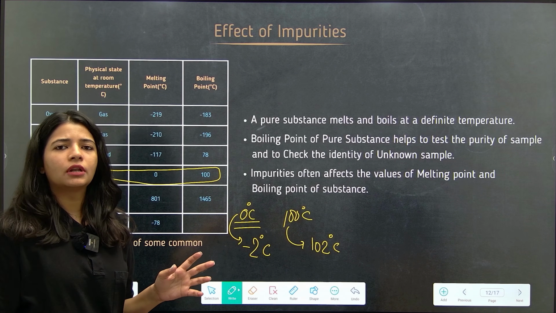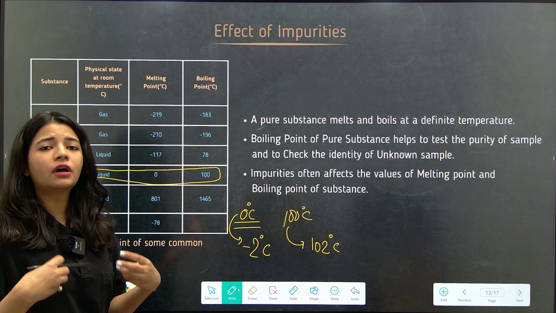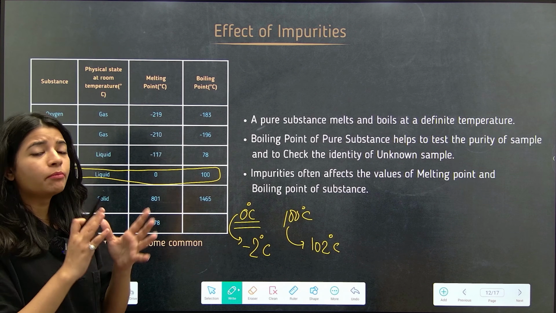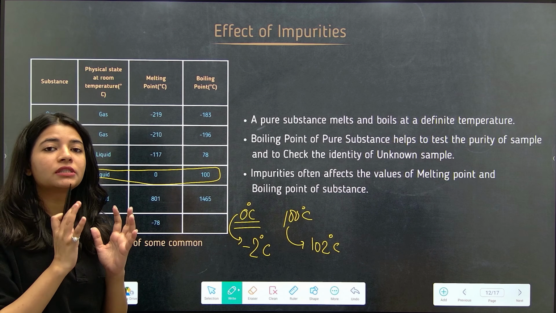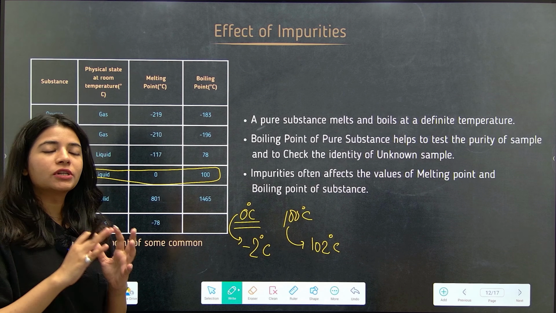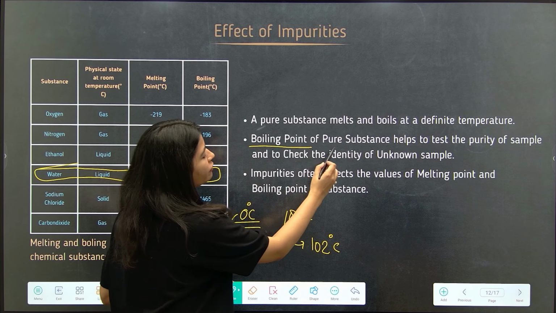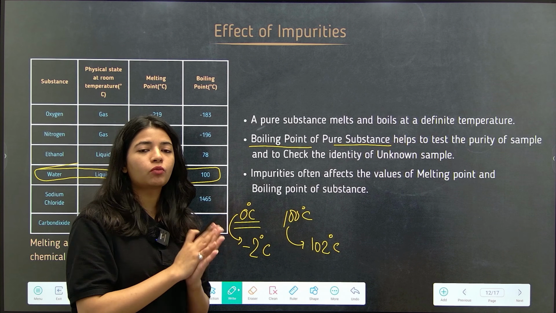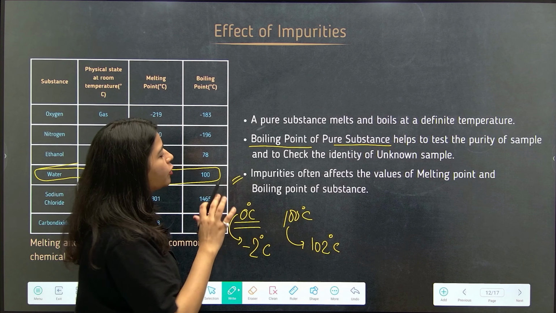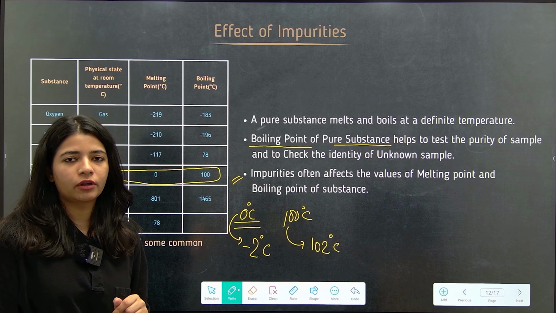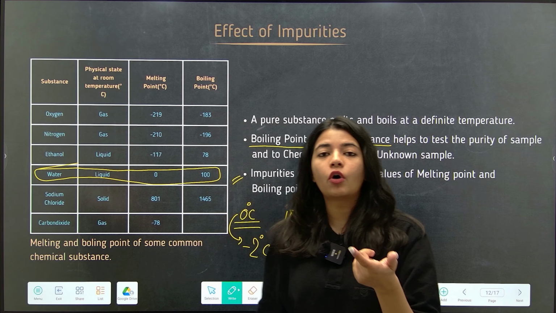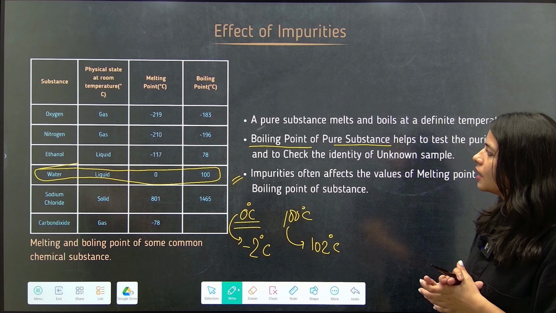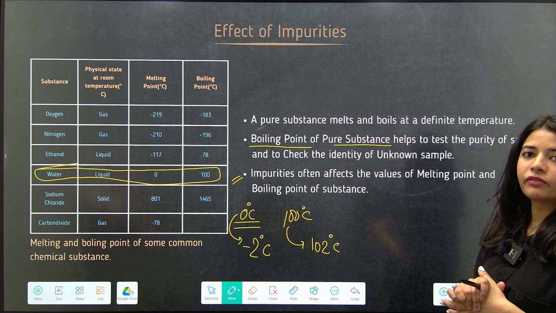Now, why this change in the data? Because of the effect of impurities on the purity of water. A pure substance melts or boils at a definite temperature. The temperature is particular, or fixed, at which the pure substance melts or boils. The boiling point of a pure substance helps us to test if my unknown sample has pure water or impure water. Next, impurities often affect the values of melting point and boiling point of a substance. Why? Because they change the values of boiling and melting temperature of a substance. Students, you can write down this effect of impurities.